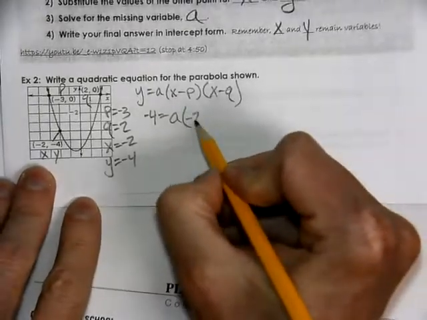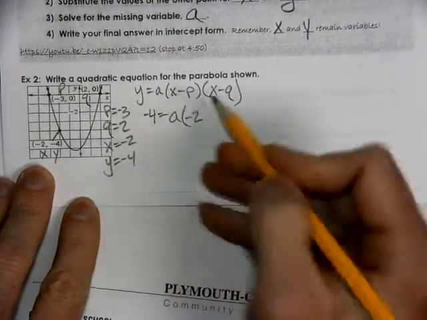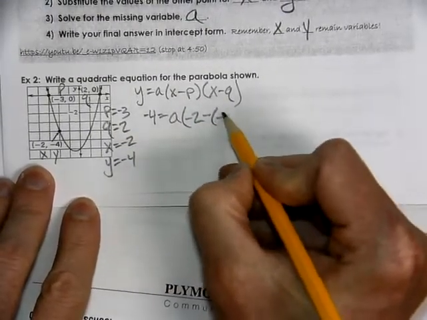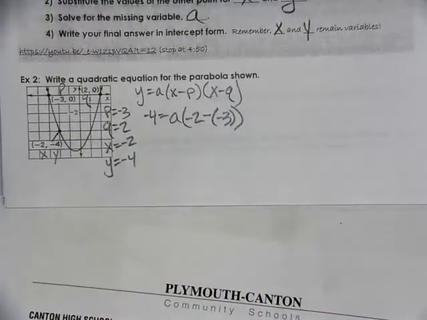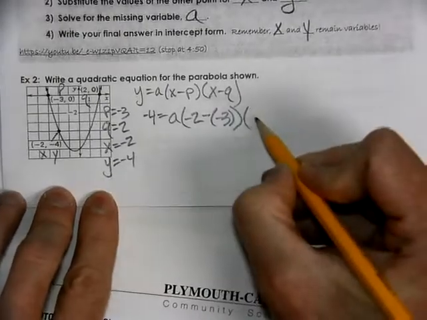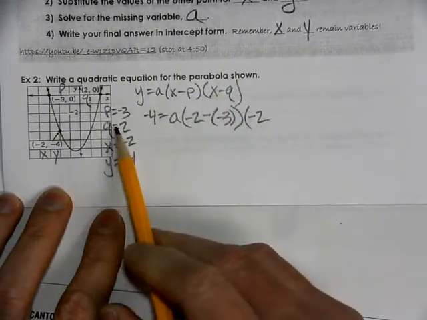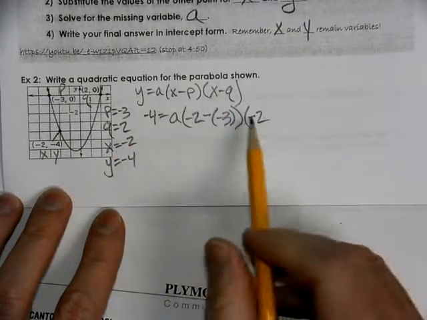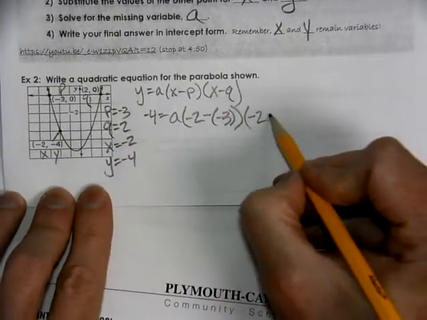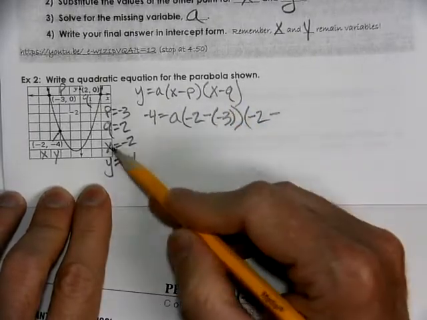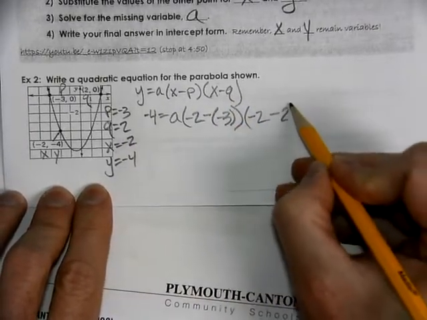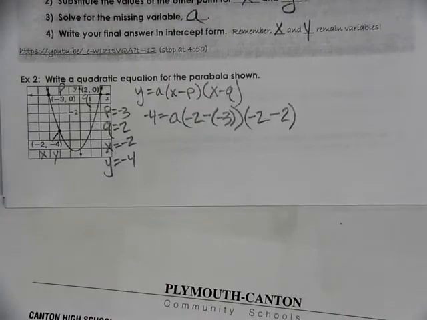X is -2, and P is also a negative. So we have to use parentheses to say minus a negative. X is still -2, so we're going to plug in that -2 for the X. Minus Q. Q is just 2, so we don't necessarily need parentheses around that 2.